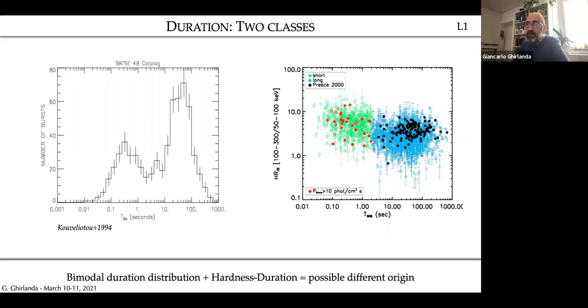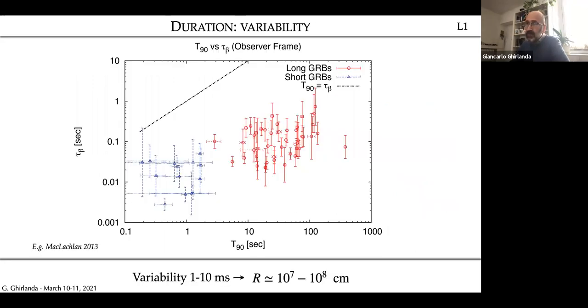To go into a bit more detail, you can look at this graph, which shows the variability time scale, measured in some way, there are different ways, as a function of the duration. Here you see in blue some short GRBs and in red some long GRBs. You see that, of course, the variability is much smaller than the duration, represented by the equality line. In general, you have a variability time scale of the order of a few tenths of a millisecond for short and 100 milliseconds for long gamma ray bursts on average.